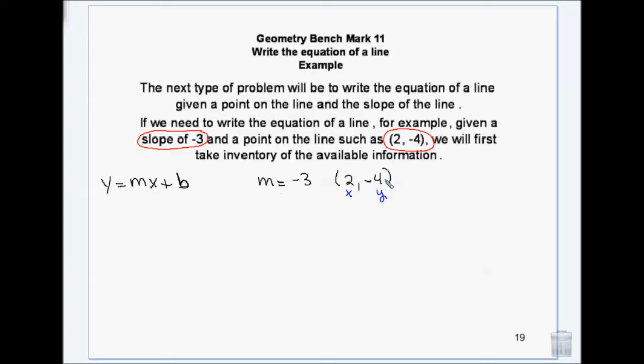I have 3 pieces of information in this 4-piece equation, right? I have y, m, and x. What I don't have is b. So I'm going to use x, y, and m to find b.